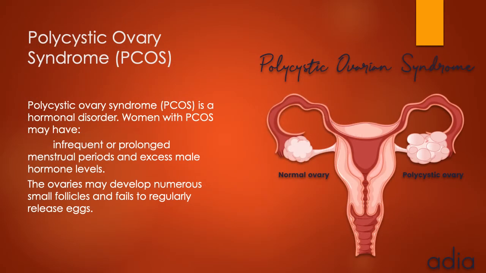All right, and then lastly, let's talk a little bit about polycystic ovarian syndrome. Polycystic ovarian syndrome, also known as PCOS, is a hormonal disorder. Women with PCOS often have infrequent or prolonged menstrual periods and excessive male hormone levels. The ovaries may develop numerous small follicles and fail to regularly release eggs. And you can kind of see in the photo there that there's a normal ovary and then a polycystic ovary, and just the difference in the look there.